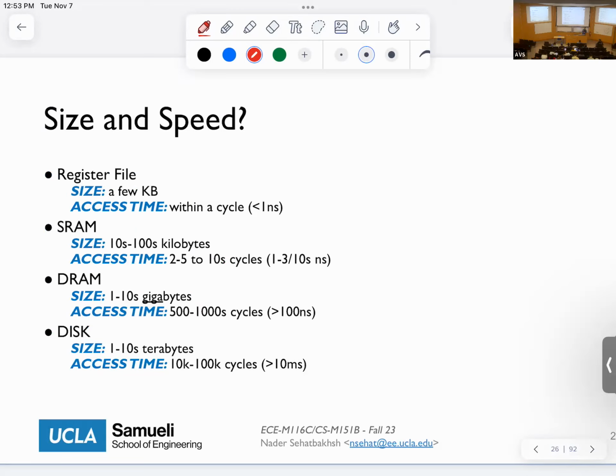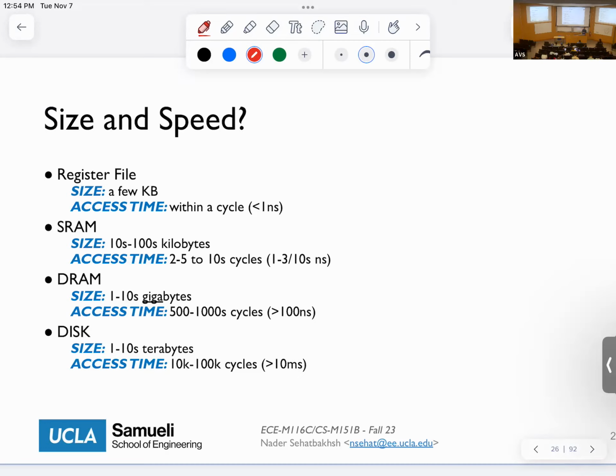SRAMs are in the order of tens or hundreds of kilobytes. The access time is usually between 2 to 10 cycles, depending on the size. As the size grows, the access time also grows. Then we have DRAMs that are in the order of gigabytes. So notice the significant order of magnitude difference, but also notice the significant time difference.